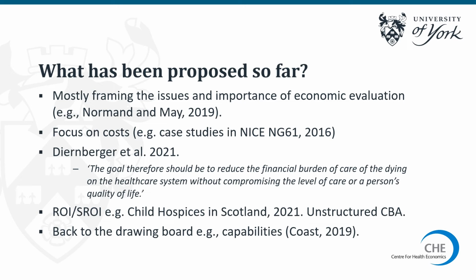And if we turn to the NICE guidance of 2016, they flagged that there were only 2 relevant studies in the area, and these focused on costs. So if we focus on costs only, however, what's the implication of this? Well, this assumes the equivalence of outcomes across comparator interventions. So it might be questioned as to how possible it is to achieve Dienberger et al.'s aim of reducing the financial burden of care of the dying on the healthcare system without considering the level of care or a person's quality of life.